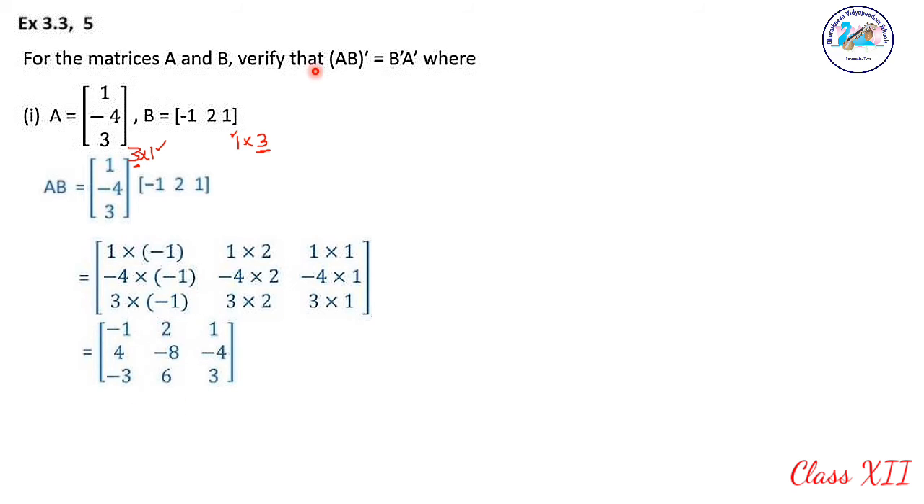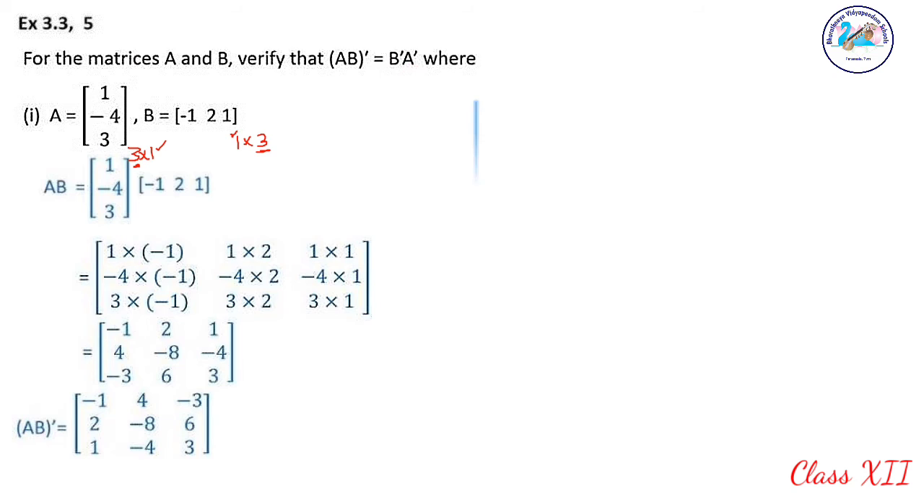We need (AB) the whole transpose. So take the transpose of AB. First row will come as first column. -1, 2, 1 comes as first column here. Second row is 4, -8, -4. Just interchange it. That comes as a column here: 4, -8, -4. Third row -3, 6, 3 is coming here as third column: -3, 6, 3. So this is our left hand side, (AB) the whole transpose.